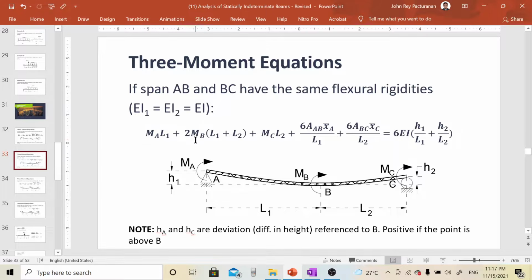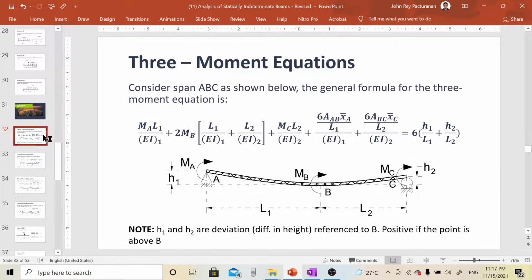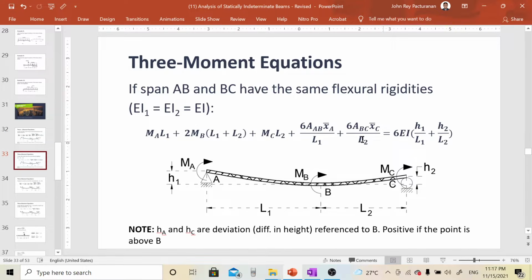So M_A L1 plus 2 M_B (L1 plus L2) plus M_C L2 plus 6 A_AB x-bar A over L1. Again, this is the constant that we are going to discuss later on. Then plus 6 A_BC x-bar C over L2. So that is equal to 6EI times the quantity H1 over L1 plus H2 over L2. What I did here is I just cross-multiplied that to the right side of the equation. But anyway, this is what happens when EI is constant. So this will be the working equation.